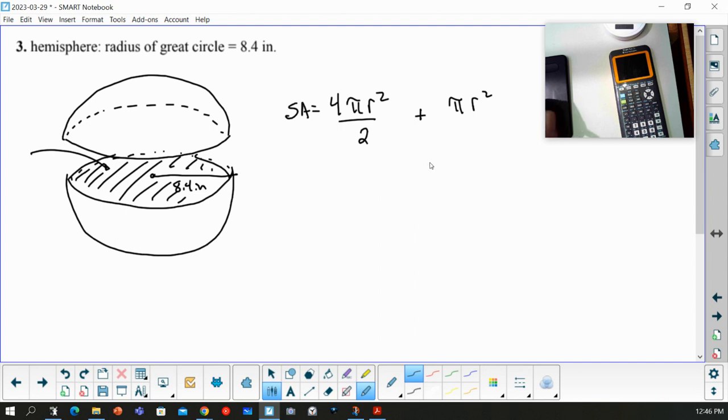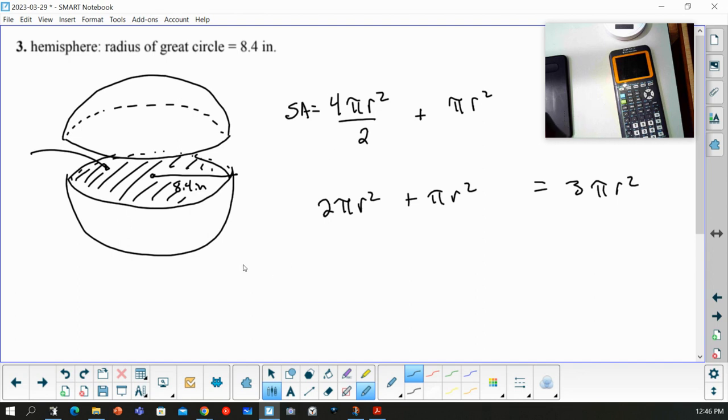We could do some algebra to this first. If you really wanted to, instead of just working this all out like this, you could say, okay, well, the 4 and 2 cancel. So it'd be 2 pi r squared plus pi r squared. And then you could say, oh, those are both pi r squared, so I could just add them together and get 3 pi r squared. So I could do the question like this. I could also do it by this original way. And let's do it both ways and see if we get the same answer.